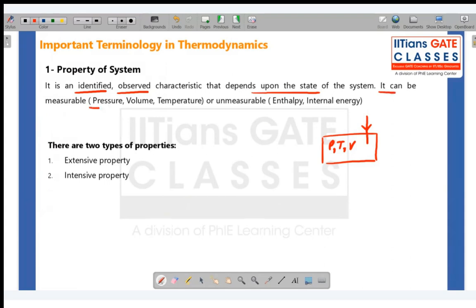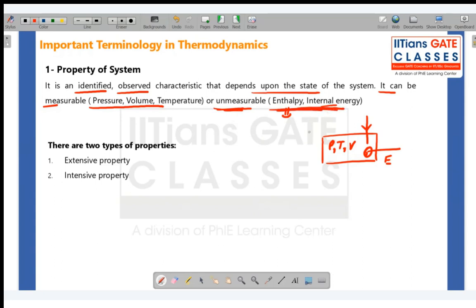It can be measurable, for example pressure, volume, and temperature, and unmeasurable, like enthalpy and internal energy. Now, many times when people teach thermodynamics, they will always say a property is a measurable characteristic of the system. It's not necessary; it could be unmeasurable. You cannot measure enthalpy. You cannot install a device and measure enthalpy. It's not possible. You cannot measure internal energy of the system. There is no device that can measure internal energy. But they are properties. So it can be measurable, it can be non-measurable.